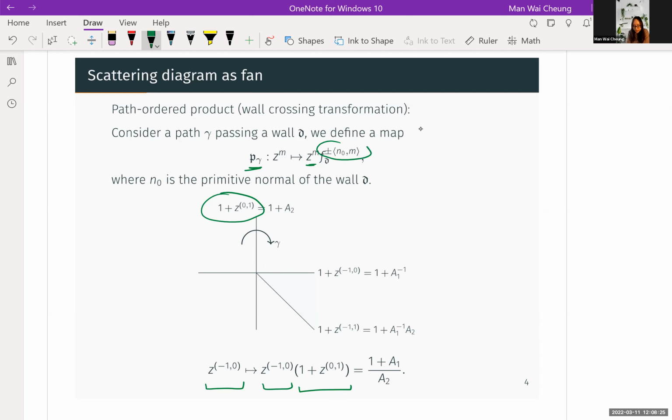And then here I have the exponent term, where I have this monomial (-1,0). What I mean by this n naught, or the plus minus, is the opposite, the normal of the wall that goes against the wall crossing. So in this case it's (-1,0), which gives a 1. So you can see that's why I leave nothing here. And if I go back to my cluster variables, this is simply 1 plus A1 divided by A2.